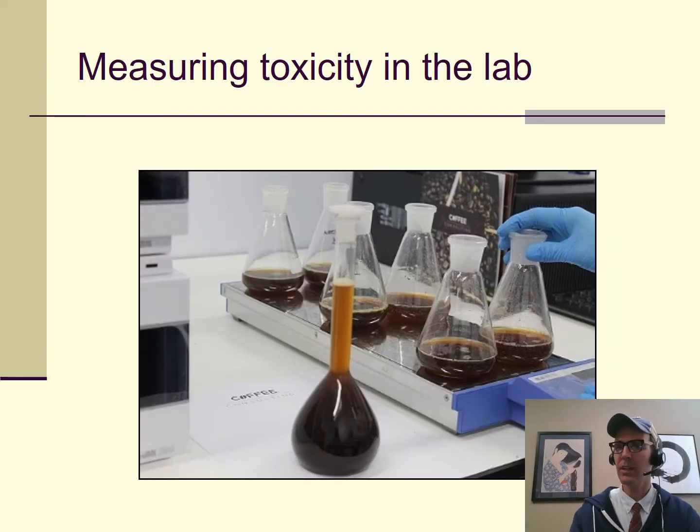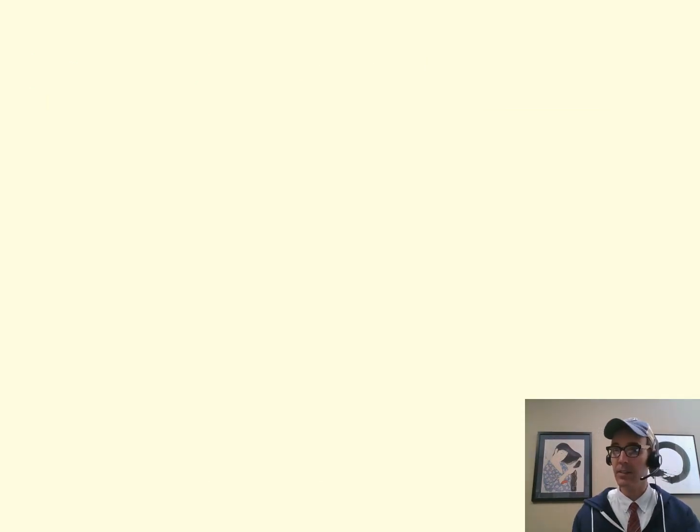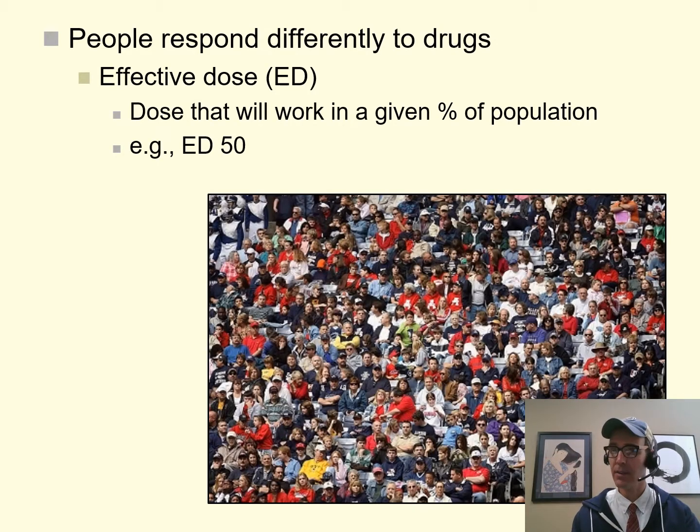So let's focus first on measuring toxicity in the lab. As a starting place for our research, we can note that people tend to respond differently to a given dose of a drug. So if we have a particular drug and we decide that there's an effect we're interested in, an effect associated with that drug, we know that if we give a dose of that drug to a large sample of people, some of the people will report that effect, others will not for that given dose.